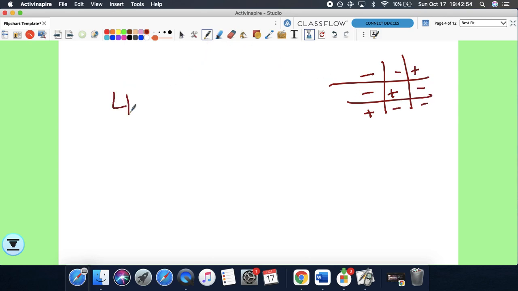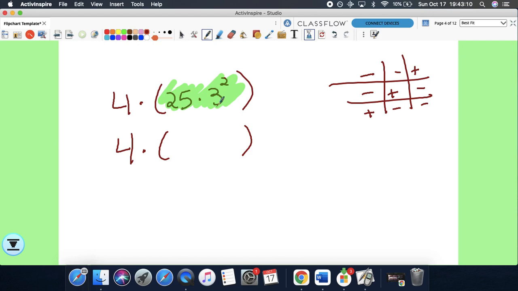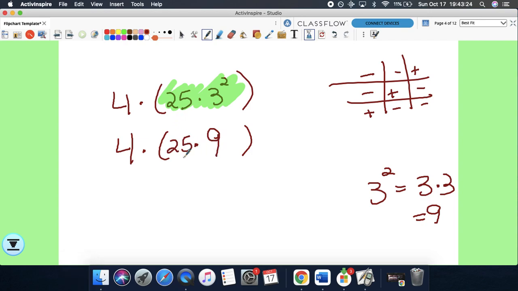So again, I'm going to do 4 times 25 times 3 squared. We have to do order of operations, and we're going to take care of this guy first, inside the parentheses. So let's just leave the 4 over there. First we have to do the exponents. What's 3 to the second power? It's 3 times 3, which is 9. And then times 25, so now we can multiply these two. 25 times 9 equals 225.